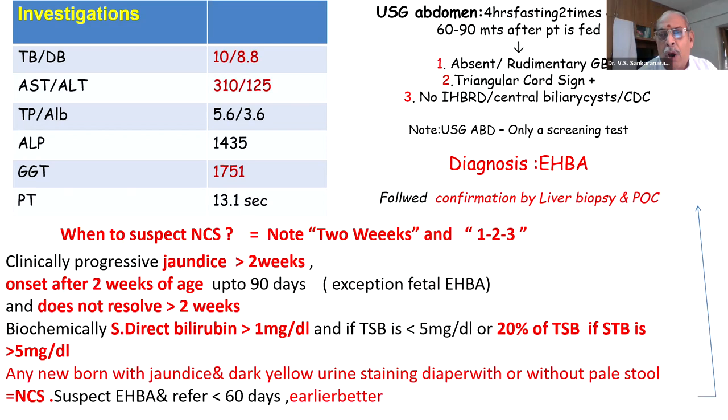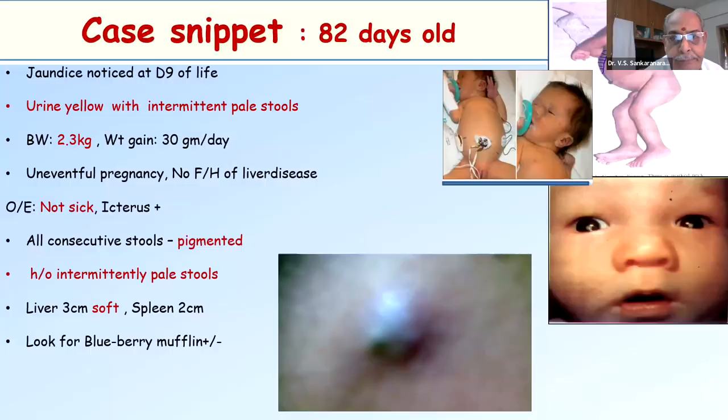The second group is 1, 2, 3. The second one is: is it neonatal hepatitis or biliary atresia? The third one, we always tell them: are we dealing with tyrosinemia or galactosemia or Alagille syndrome? This is what we normally teach them, easy-to-remember mnemonics. We do a fasting ultrasound followed by liver biopsy and peroperative cholangiogram for confirmation.